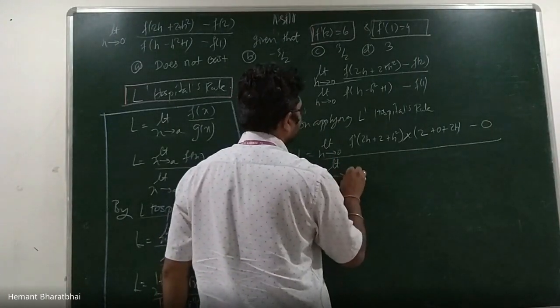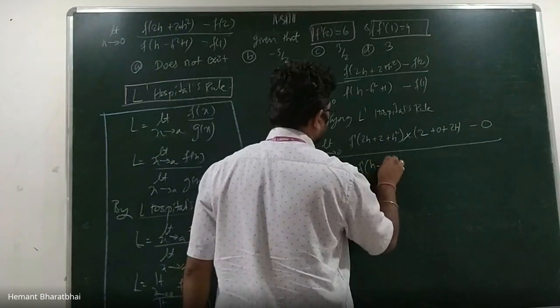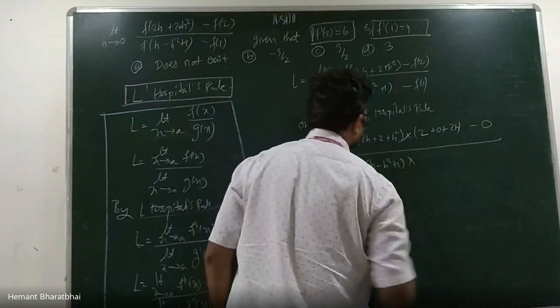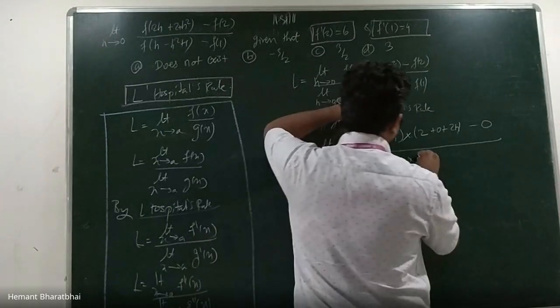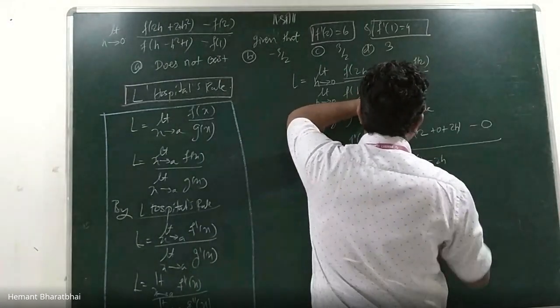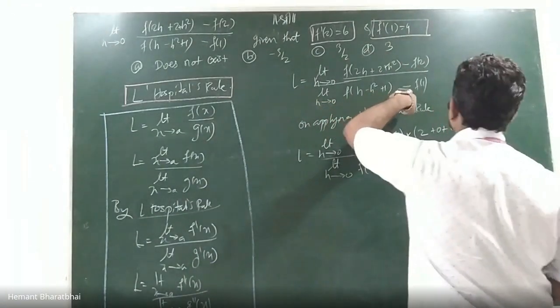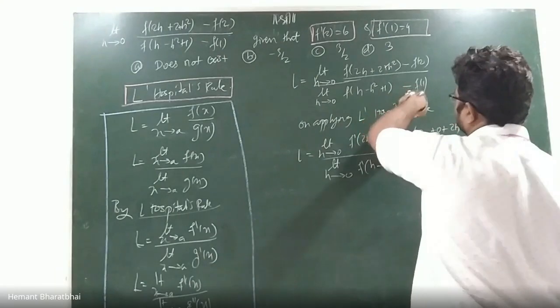upon limit of h tends to 0, the derivative of this will be nothing but f dash of h minus h square plus 1 by chain rule. Derivative of h will be 1, derivative of h square will be minus 2h, and derivative of 1 will be 0. Similarly, f of 1 will be a constant and derivative of a constant is 0.